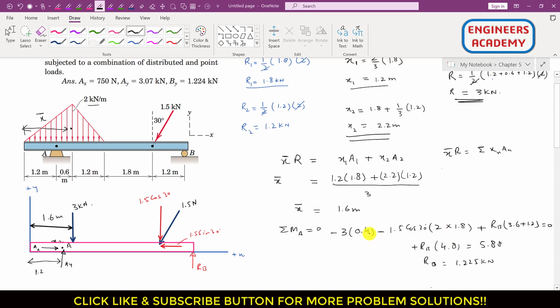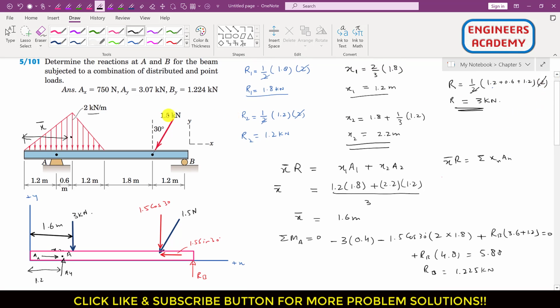So I hope you people would have understood this second method as well, right? In the second method we determined the centroid of this whole area by applying this equation, and this is that centroid equation, right? This is the summation of the moments of all the areas about a particular point, and this is the moment of that resultant force, right? So this is that principle of moment equation, right?